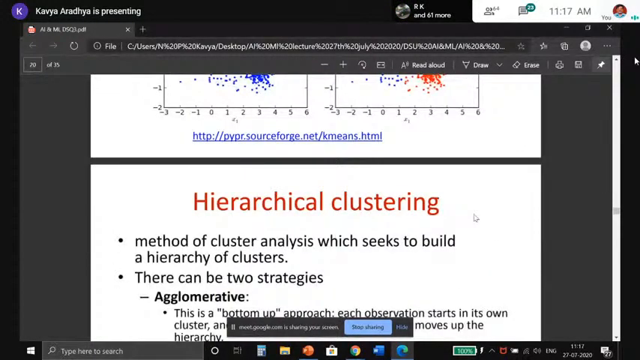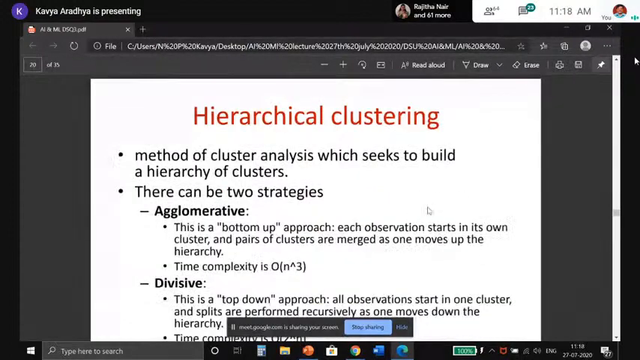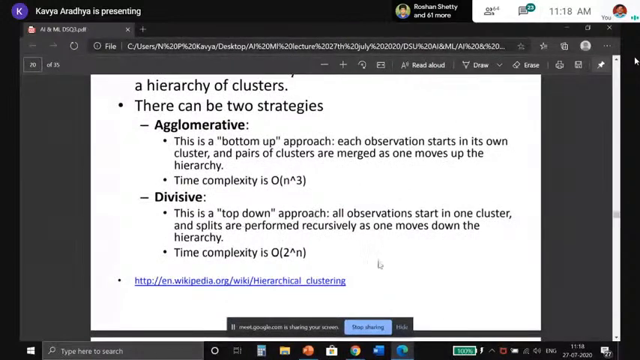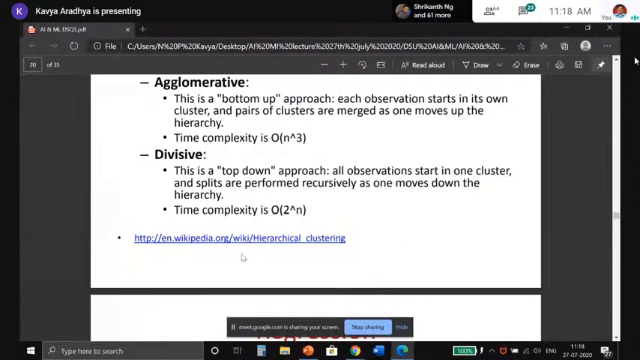Hierarchical clustering: we have two types, agglomerative and divisive clustering. When do you go for the first one? If it is a bottom-up approach, we go for agglomerative clustering. The complexity is O(n cubed). And when it is a top-down approach, we go for divisive clustering. Tree-like structure, okay, you've got the root node and the siblings and all that. We go for divisive clustering for this decision-making type of representation. Complexity is 2 to the power of n. It's also available here.